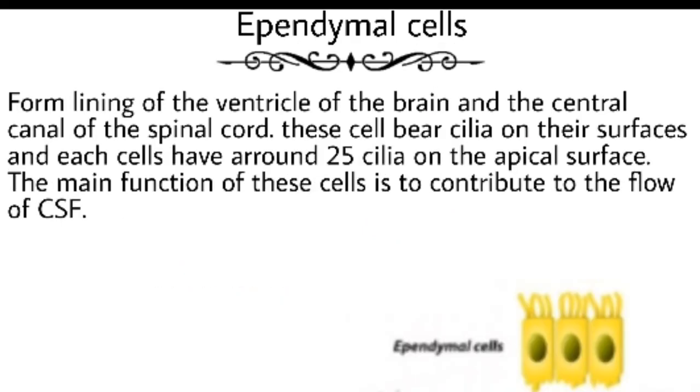Ependymal cells. What are ependymal cells? These are cells which form the lining of the ventricles of the brain and the central canal of the spinal cord. These cells bear cilia on their surfaces. As you can see, these small processes emerging out of these cells are called cilia. Now each cell has around 25 cilia on its apical surface. We can only see a few of them here, but they actually contain 25 cilia on their surfaces, and there can be more of them.